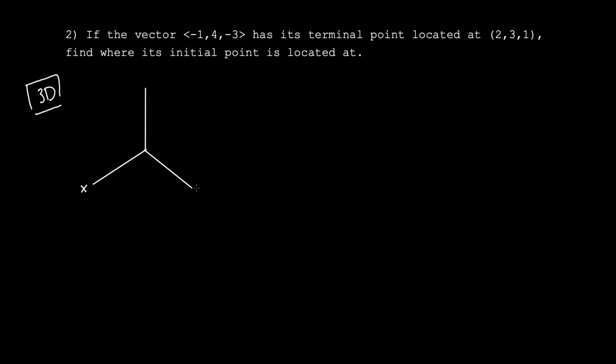So we have our x-axis, y-axis, and z-axis written down and labeled. And it says the terminal point is located at 2, 3, 1, which is in the first octant. So 1, 2, and 1, 2, 3 in the y direction, and 1 in the z direction. So our terminal point is located, I want to say, around here. It's kind of hard to draw in three dimensions, but about somewhere over here. That's our terminal point.